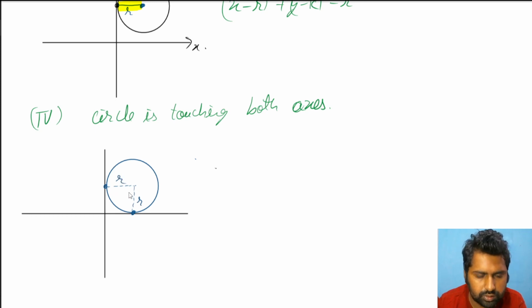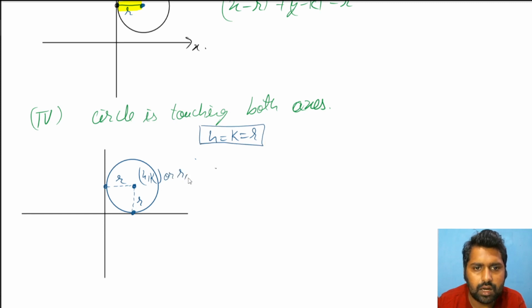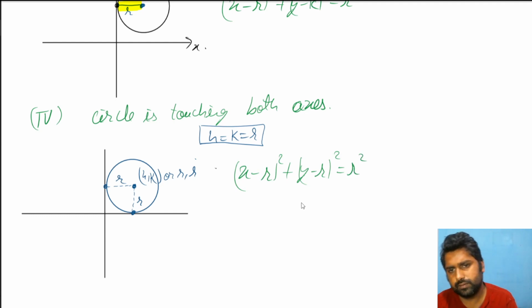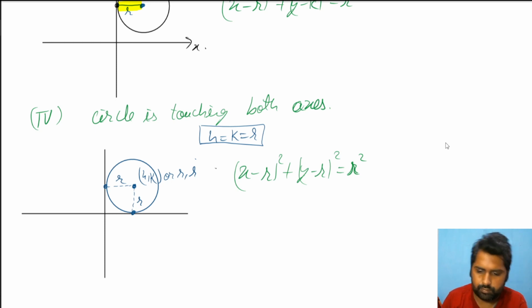If both the distances are equal to r, can we say the coordinate of this h comma k is actually r comma r? Okay, h is equal to k is equal to r. Both are equal to r, means the coordinate here is actually r comma r. So the equation will look like x minus r whole square plus y minus r whole square is equal to r square. All right.